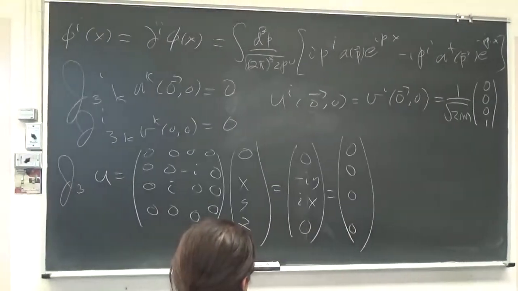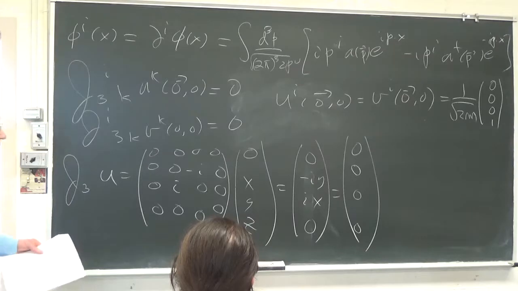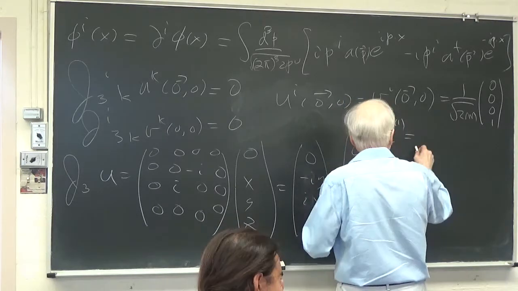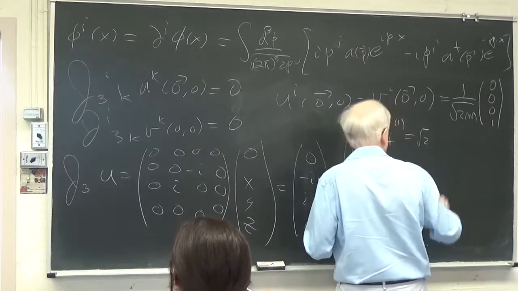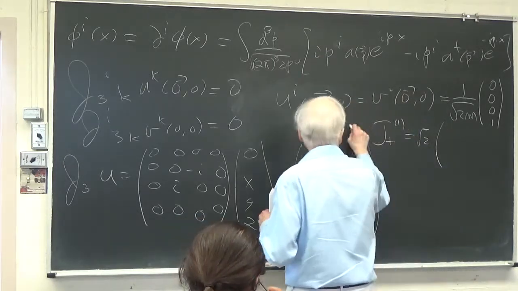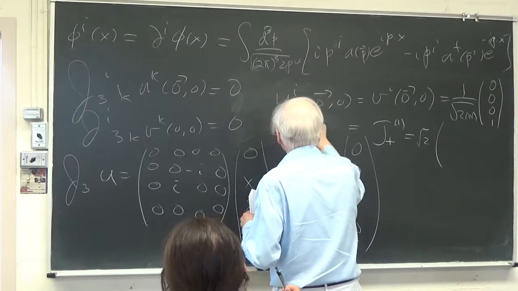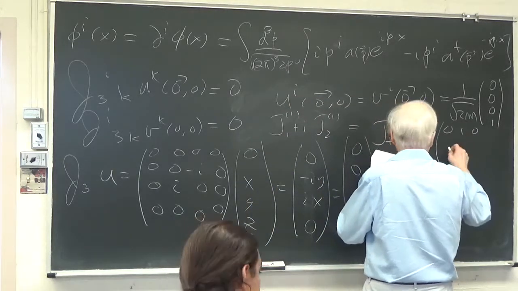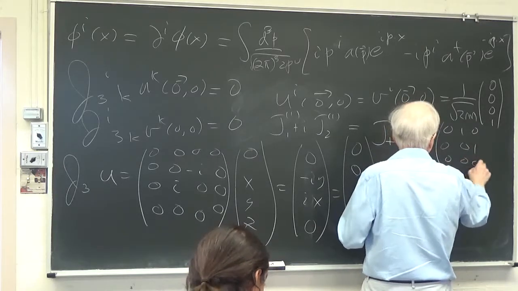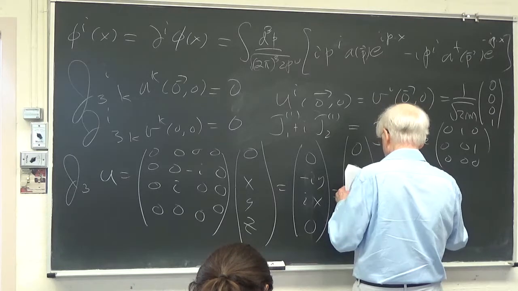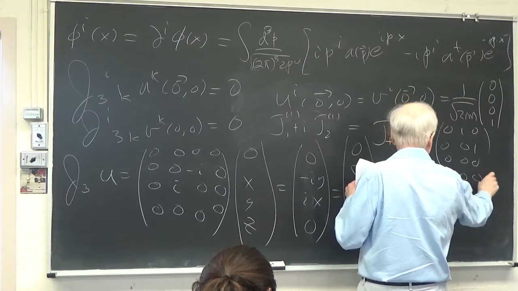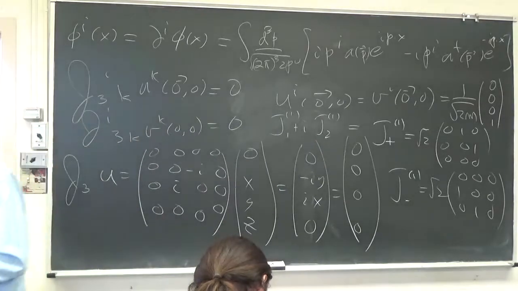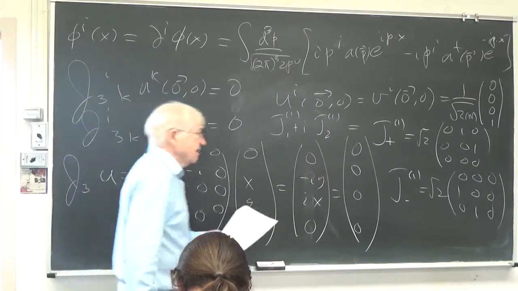Okay. So now we want to learn about the other components. And so to do that, we look at J plus, and it turns out, as you know from quantum mechanics, that J1 plus is J1 plus IJ2, spin 1. And this is 0, 1, 0, 0, 0, 1, 0, 0, 0. And J minus 1 is root 2 times 0, 0, 0, 1, 0, 0, 1, 0, 0. So those are the matrices that we're going to use. And in terms of them, we can rewrite the rotation conditions.